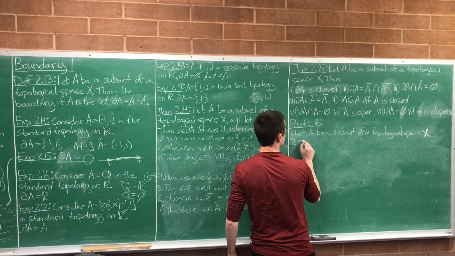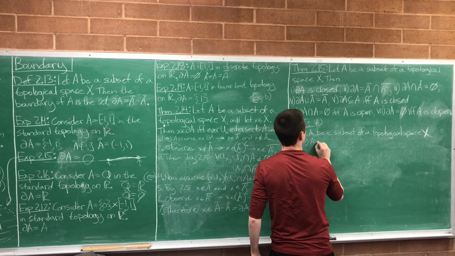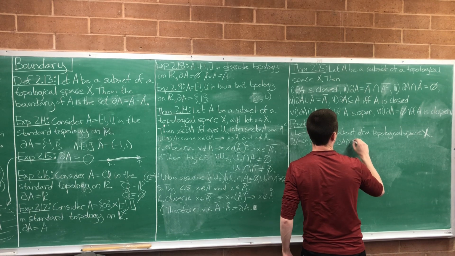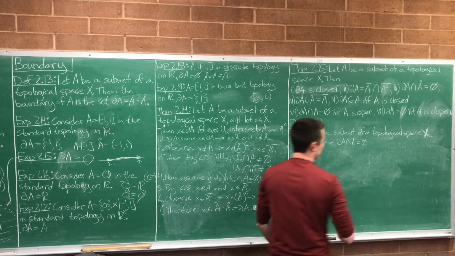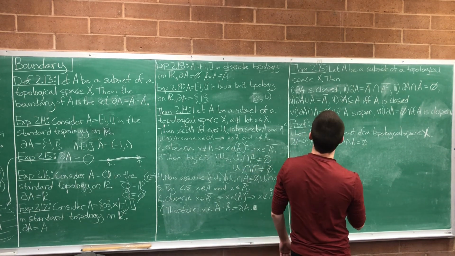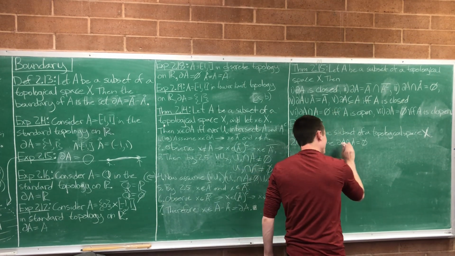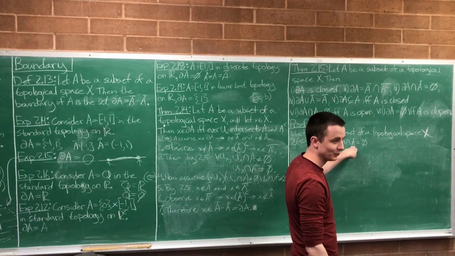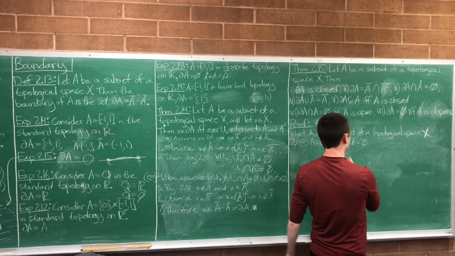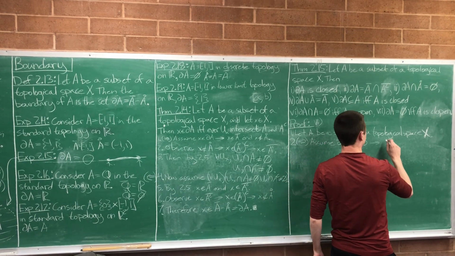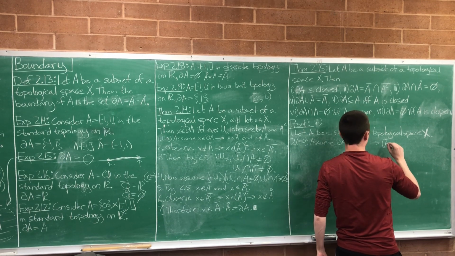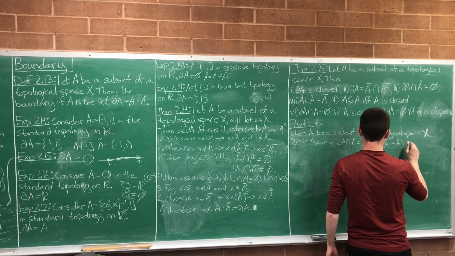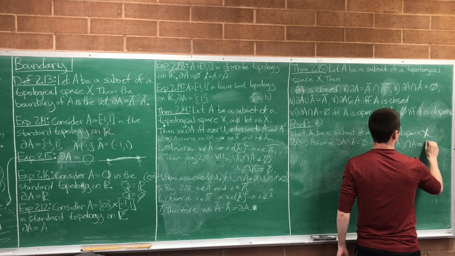Okay. So, let's go this way. Assume the boundary of A intersected with A is equal to the empty set, right? I don't even know what I said, pretty sure I said interior somewhere. The boundary of A intersected with A is the empty set. Okay, what does that give us? That gives us that A closure minus A interior intersected with A is equal to the empty set.